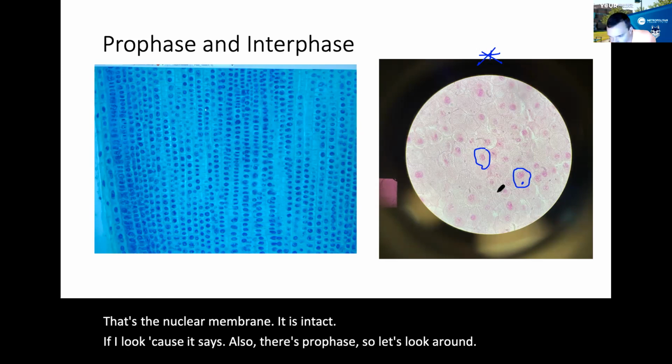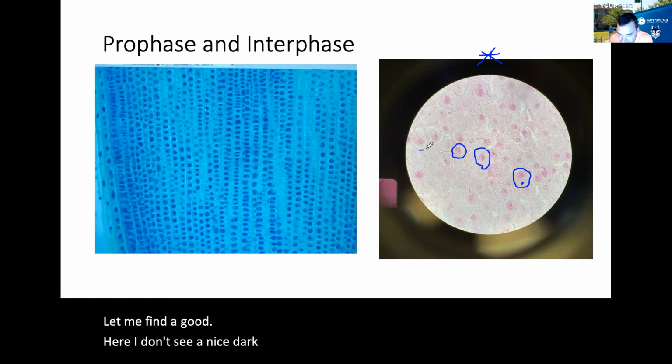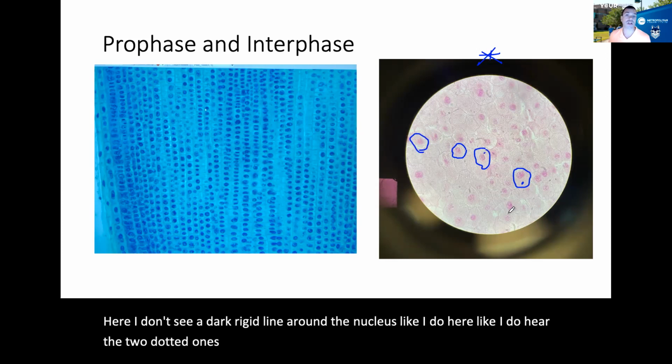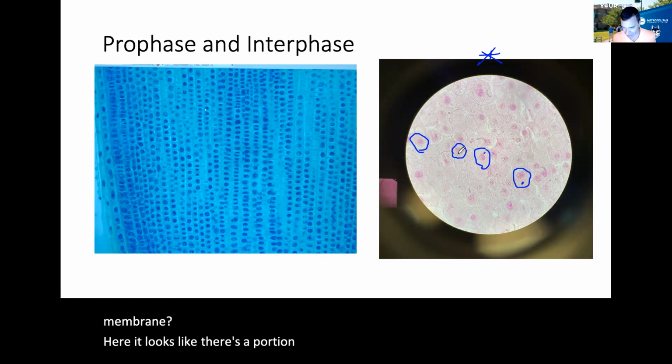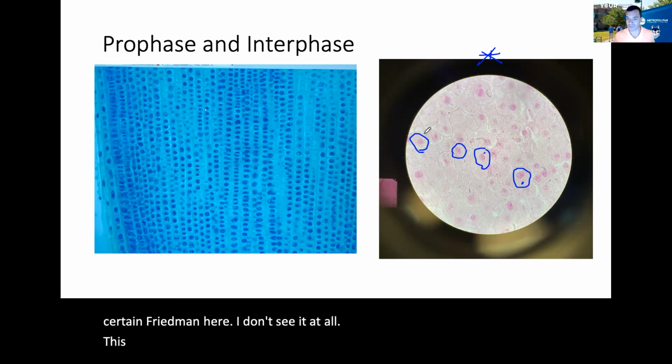Let me find a good one anyway. Here, I don't see a nice dark rigid line around the nucleus like I do here. The two dotted ones have a dark line around the nucleus, so an intact nuclear membrane. Here, it looks like there's a portion of it, but over here it looks fragmented. Here, I don't see it at all. This tells me I'm looking at prophase.